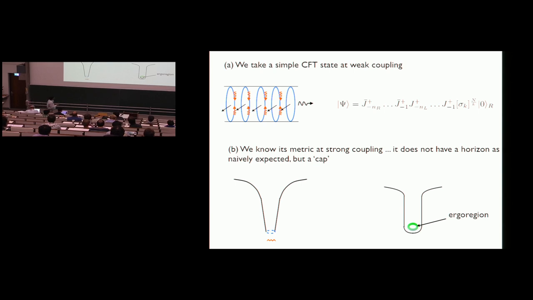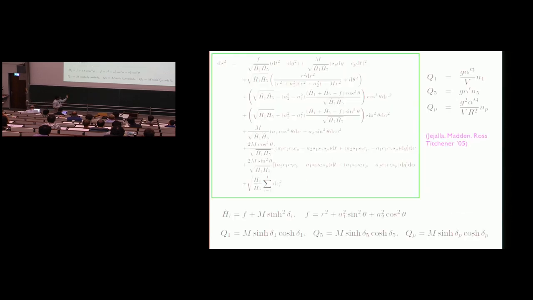You know the CFT state, anything you want, you can actually do with that. For this particular state, we also know the geometry at strong coupling. It doesn't have a horizon, it sort of has a cap, but it also has an ergo region. If you want to see the geometry, I don't really want to look at it, I just put it there to tell you that you can do it. It was done by these people. This is called a JMaRT geometry, based on the names J-M-A-R-T. And so here's the whole solution. So you know everything that there is to know about this guy. You know the CFT state, you know the gravity state.